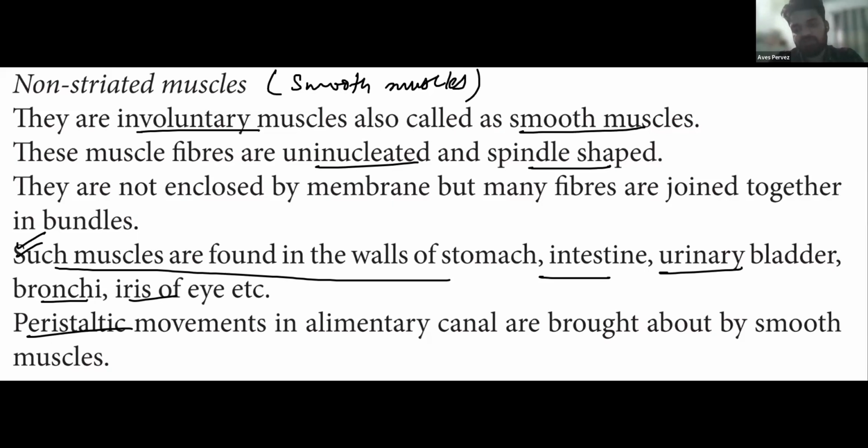Okay. And they are present where the contraction and relaxation is not in our control, like the urinary bladder. When we feel that we need to go to the washroom, we need to go. We cannot control it because this is not in our will. For example, if I'm having stomach pain, it is due to the contraction of stomach muscles, so we cannot control it. We cannot relax the contraction of stomach muscles because they are not in our will.